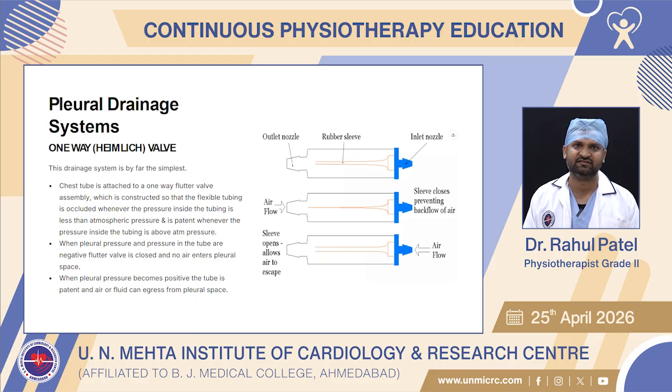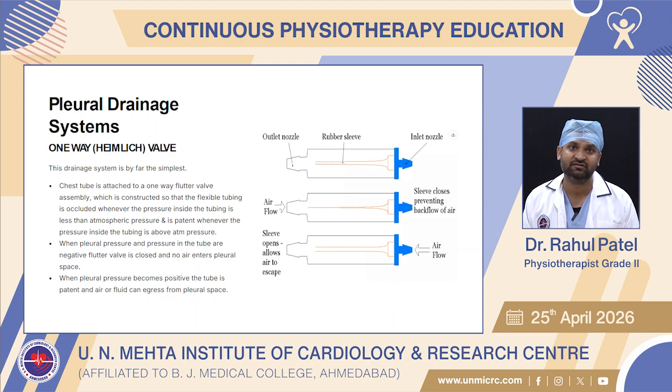Pleural drainage system, one-way Heimlich valve. Let's see the image: outlet nozzle, rubber sleeve and inlet nozzle. Second image, let's see the airflow: the sleeve closes, preventing backflow of air. Third image, airflow and the sleeve open, allowing air to escape.